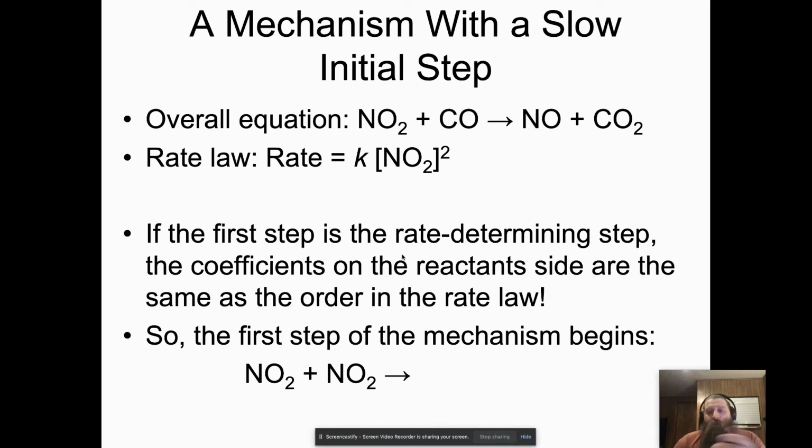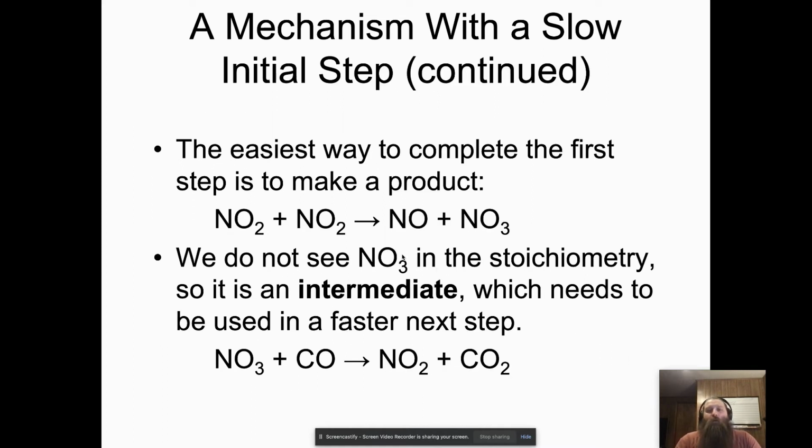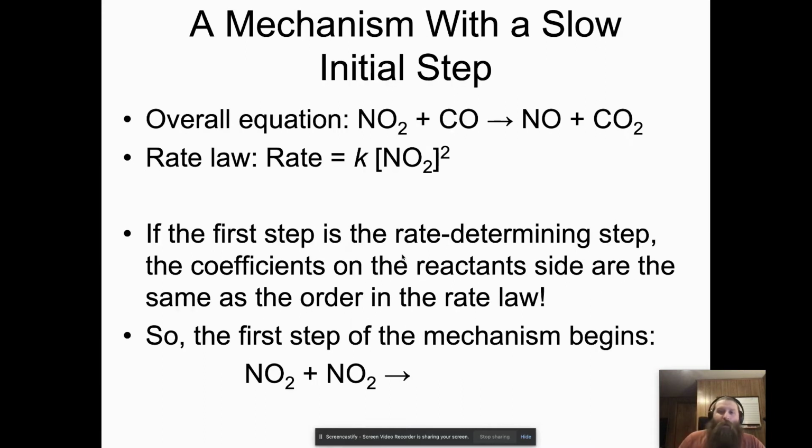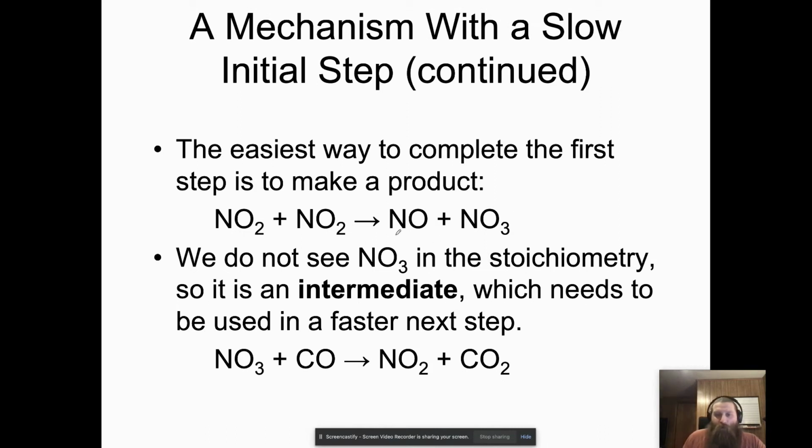So the first step of the mechanism begins when two molecules of NO2 react with each other. And when they do that, they're going to form an intermediate, NO and NO3. Now, I'm trying to make one of these two things right here, one of my products in my first reaction. And since two molecules of NO2, of nitrogen dioxide, are reacting, the only thing I can try to make that is a product is NO, right? Nitrogen monoxide. Well, in order to balance everything out, that means the other thing I have to make is NO3.